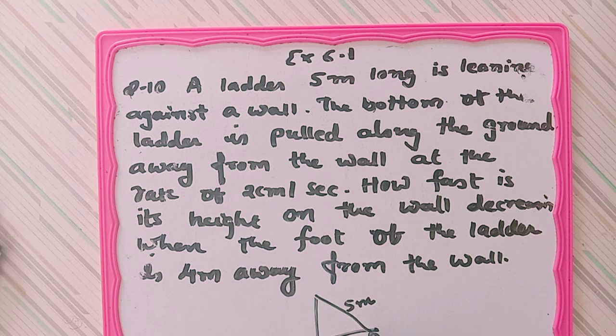And so from here the bottom is pulled, that is 2 centimeter per second is given. How fast is the height? So as we pull the ladder from here, the height will come down. So how fast this height will decrease, that we have to find out, on the wall, when the foot of the ladder is 4 meter away. The distance is given, 4 meter away.